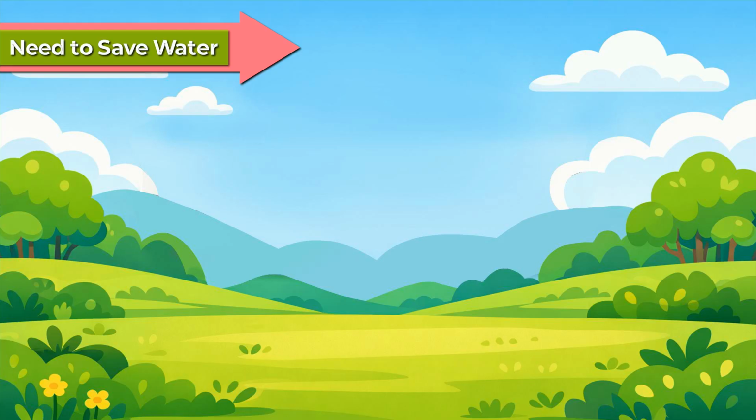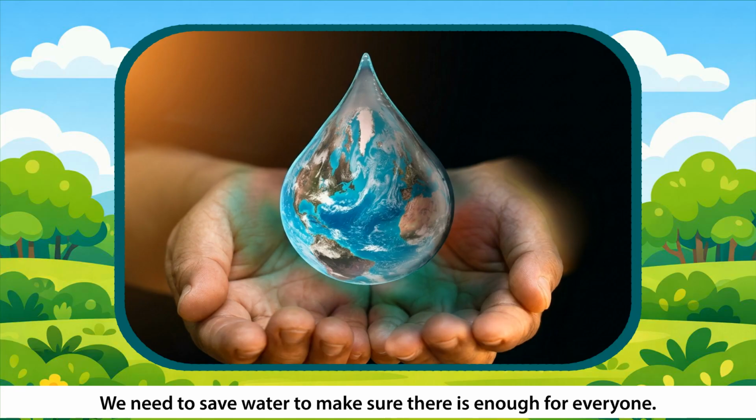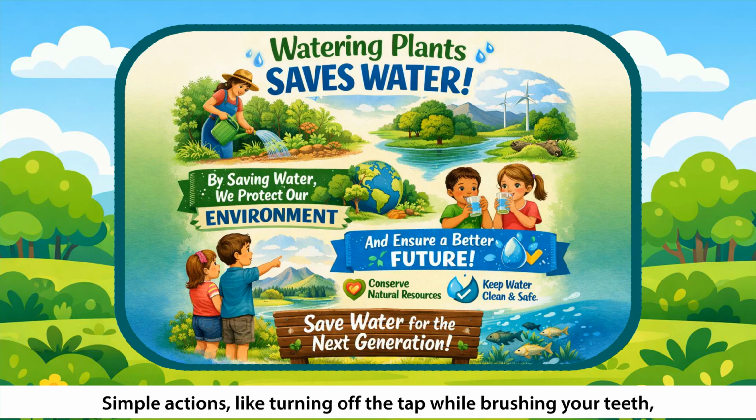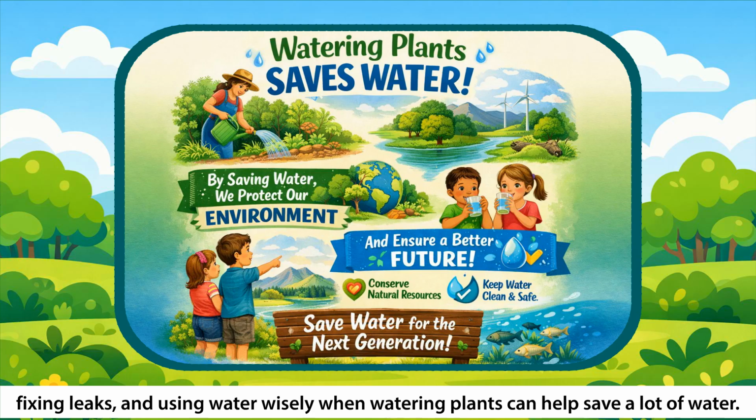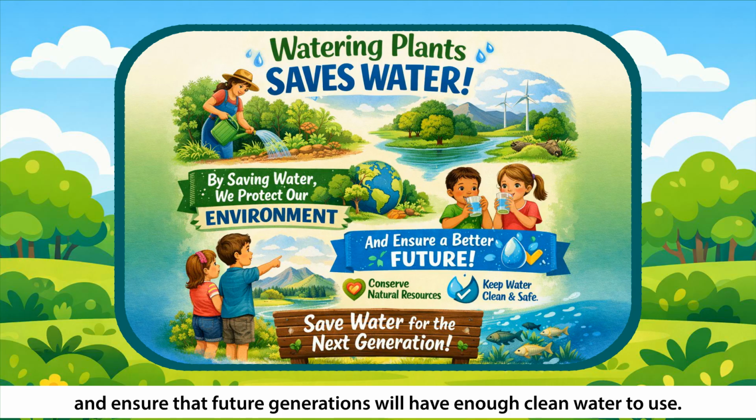Need to save water. Water is essential for all living things, but there is only a limited amount of it. We need to save water to make sure there is enough for everyone. Simple actions like turning off the tap while brushing your teeth, fixing leaks, and using water wisely when watering plants can help save a lot of water. By saving water, we protect our environment and ensure that future generations will have enough clean water to use.